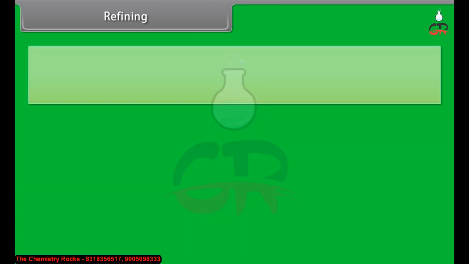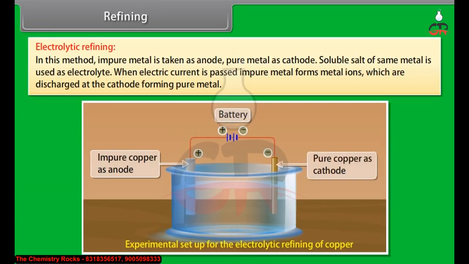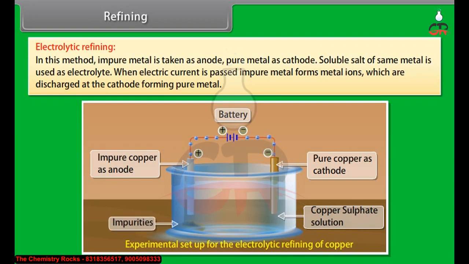Electrolytic refining. In this method, impure metal is taken as anode, pure metal as cathode. Soluble salt of the same metal is used as electrolyte. When electric current is passed, impure metal forms metal ions, which are discharged at the cathode, forming pure metal. For example, copper, zinc, and aluminium.